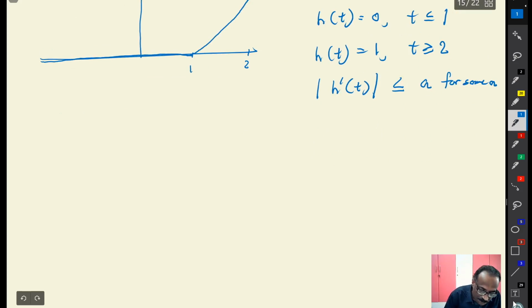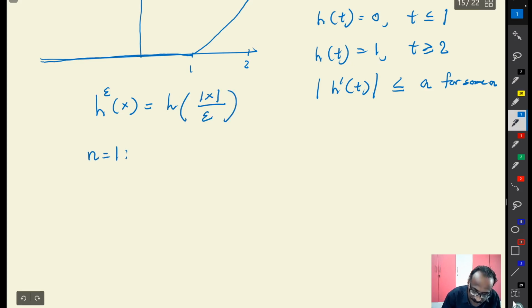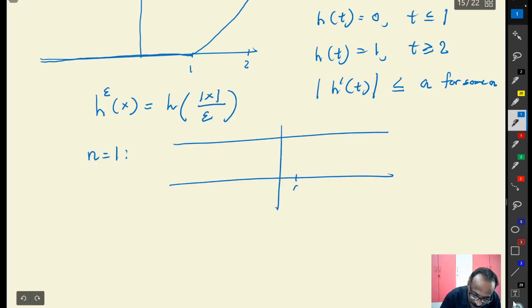With this I can define my h epsilon. I can define h epsilon not only in R, I can define h epsilon in Rn. I will define h of mod x by epsilon. So when n equal to 1, how do you get this one? For n equal to 1, it looks like this. You will have epsilon here, with epsilon positive, and 2 epsilon here. So it will be like this.